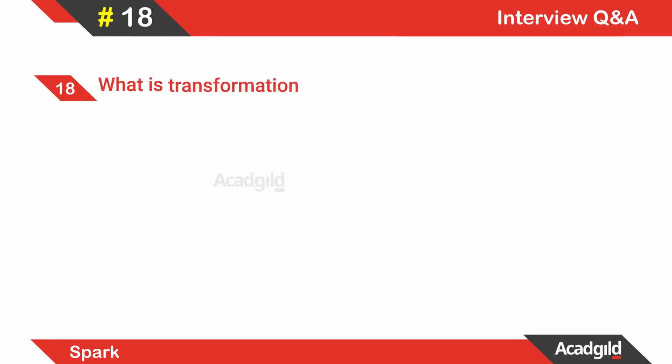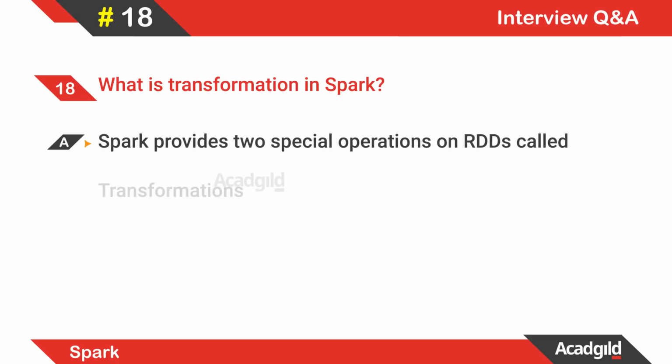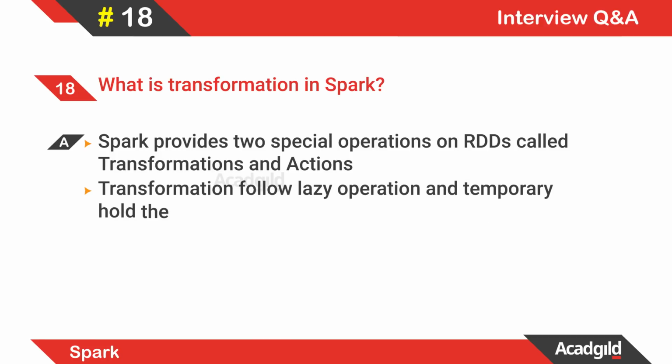Let's try to understand what the transformation functions available inside Spark are, or what a transformation inside Spark is. Most of the time people ask lots and lots of questions on transformation. So Spark provides basically two kinds of special operations on RDD. The first operation is a transformation, the second is an action. A transformation follows a lazy operation and temporarily holds the data until and unless an action has been called.